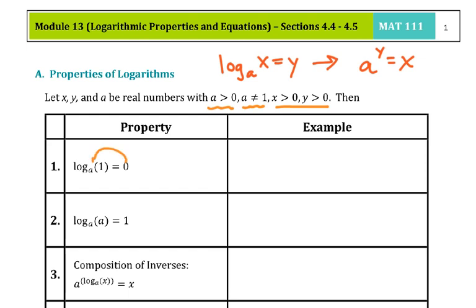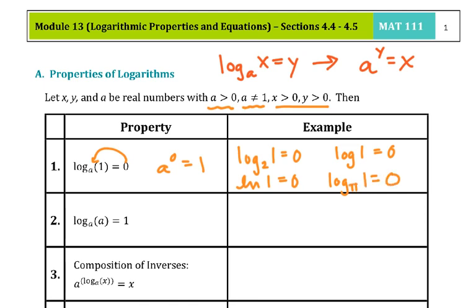And if we think about converting, what we know, that would be the same as saying a to the 0 equals 1. So an example of this might be log base 2 of 1, or natural log of 1, common log of 1, and log base pi of 1. All of those, it doesn't matter what the base is, when you're taking the logarithm of the argument 1, your output is going to be 0.